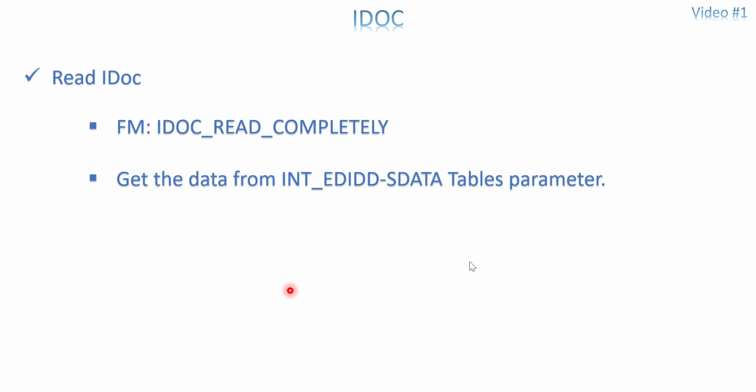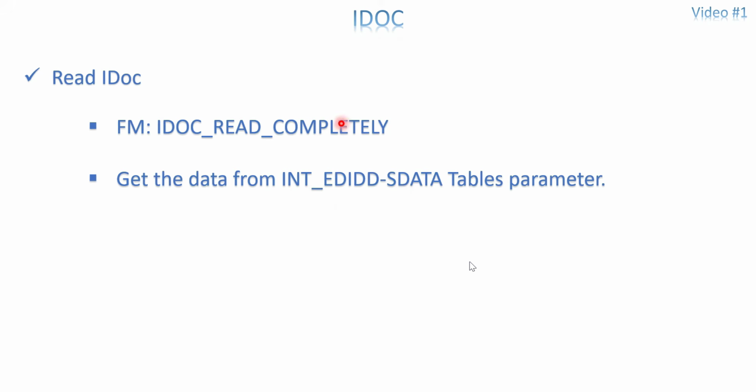There is the IDOC information. You have to give the IDOC number and a few basic properties of the control information. Then you will get everything in EDIDD. You have seen it two slides back. EDIDD is the structure for IDOC data. So this is going to be the internal table parameter in the function module, and it has a field called SDATA. It's a string format actually. So you have to read it.